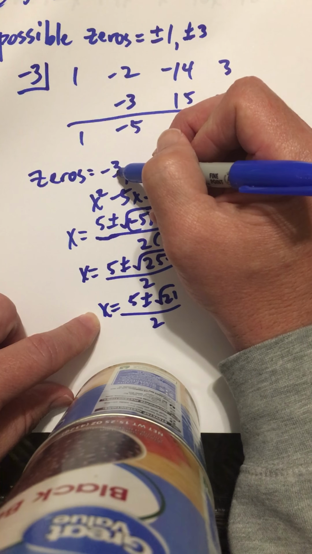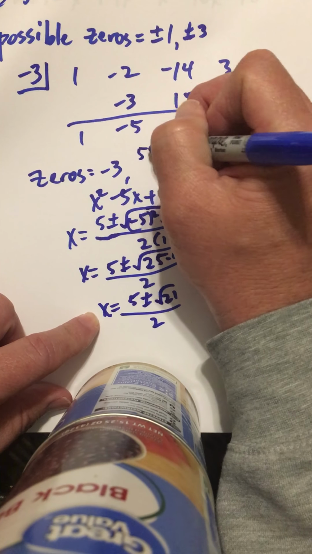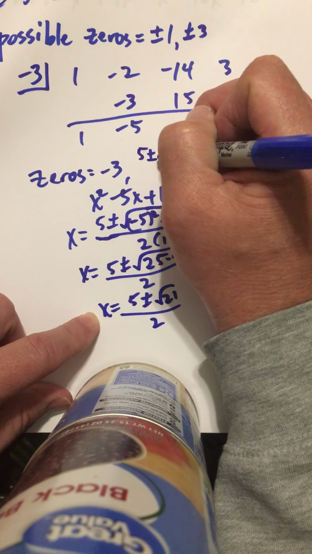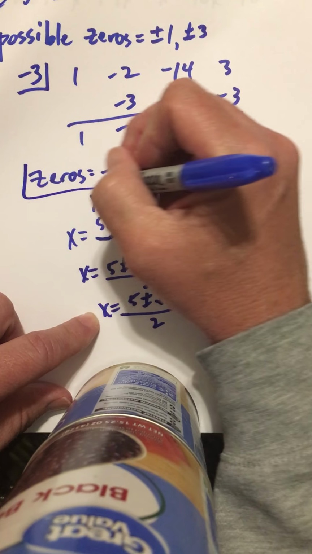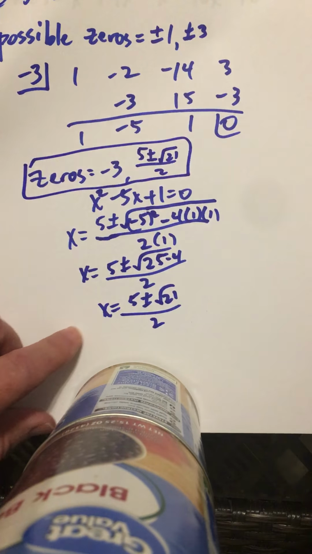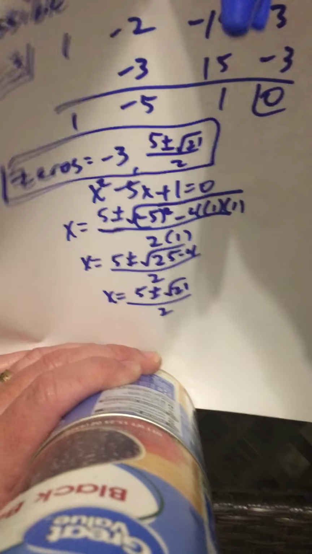One of them is negative 3. That's how I find them. The other two are right here: 5 plus or minus square root of 21 over 2. Those are my 3 zeros for this function. If it doesn't factor, it doesn't mean you don't do anything with it. It just means you've got to do the quadratic formula or completing the square or something like that to get that done.